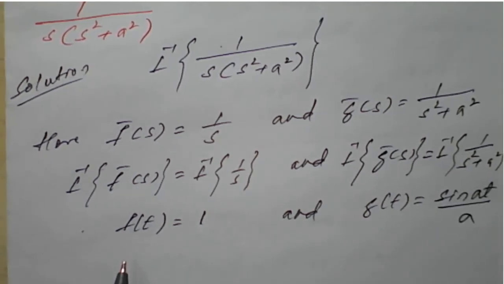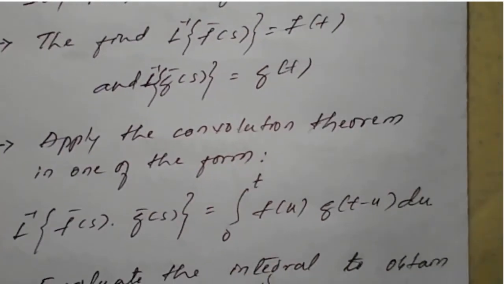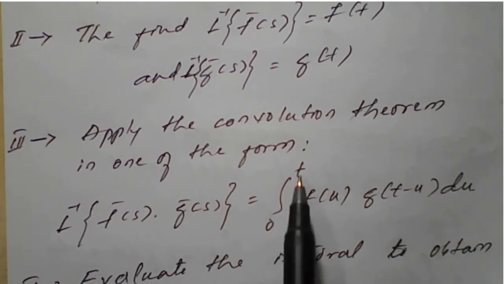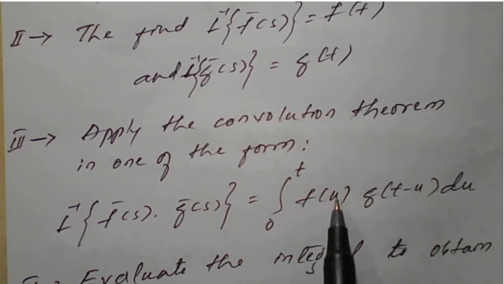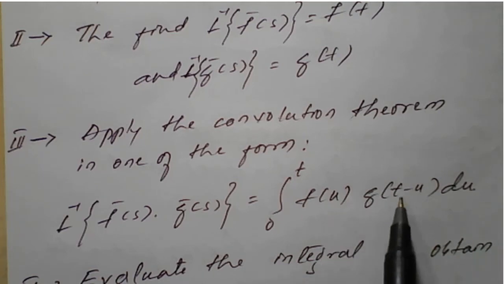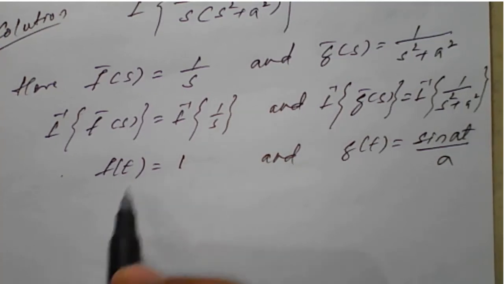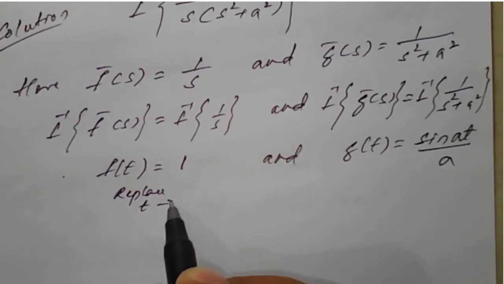So here, as we know, our formula is that the inverse Laplace of f dash of s into g dash of s is nothing but the integration from 0 to t of f of u into g of t minus u. Which means in f, t will be replaced by u, and in the function g, t will be replaced by t minus u. So the same thing I will manipulate here. We need to replace t by u.